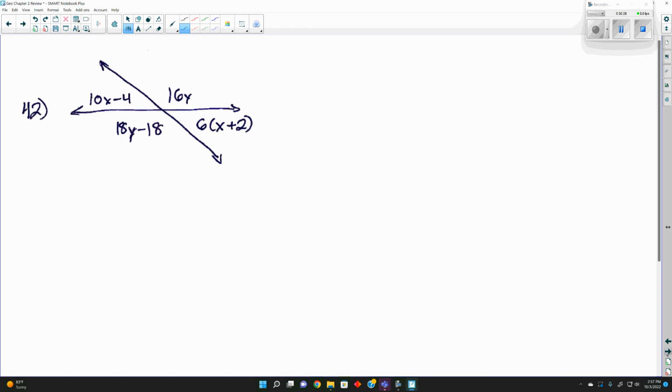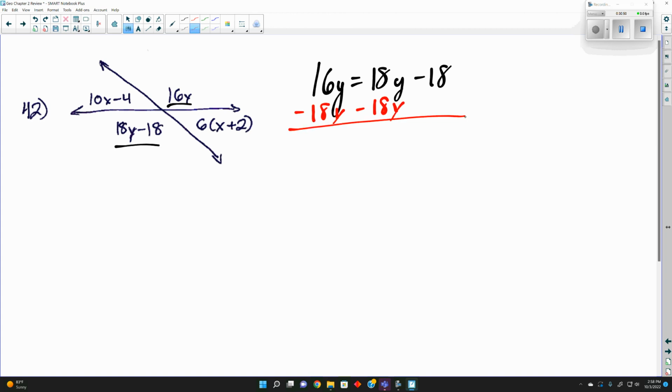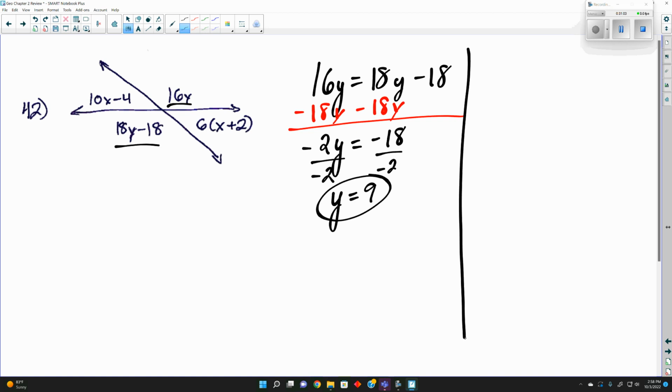So what do we know about vertical angles? They are congruent. So 16y and 18y minus 18 are going to be the same. We can solve this by first subtracting 18y from both sides, which will tell us that negative 2y is equal to negative 18. Divide both sides by negative 2, and it tells us that y is 9.